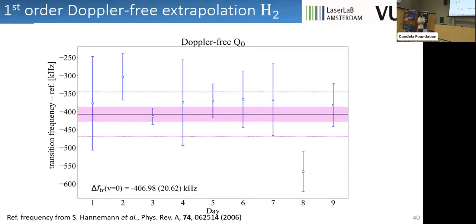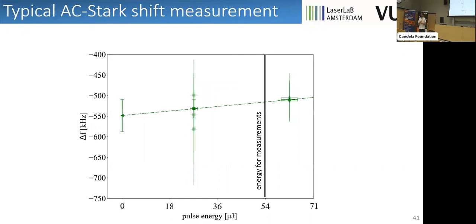Here is the Doppler free extrapolation for the whole measurement campaign in H2, where in black we see the mean and in solid pink we see the standard error. And I mentioned that we're insensitive to the AC Stark shift, but that's only if we can perfectly feedback on the energy of our pulses. And because nothing is perfect, we can't exactly do that. So we nevertheless have to measure and see if we have some residual AC Stark shift. So we measure the transition frequency at two different energies. Again, extrapolate to zero energy, get a slope, and evaluate that slope at the energy at which we do our measurements.